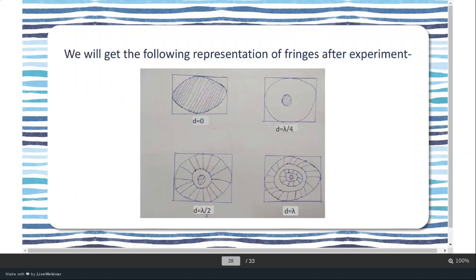Here is a presentation that we may see of the fringes after the experiment. For d equals 0, this is the kind of central fringe we were talking about. For lambda by 4, we see this, and similarly for lambda by 2, we may observe these types of fringes on the screen, and for d equals lambda, we may observe these types of fringes.